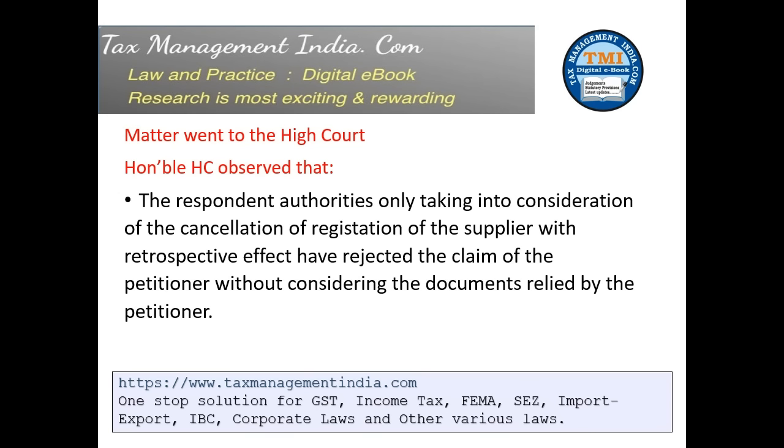The assessee took up the matter before the High Court, and the High Court observed that GST authorities are taking into consideration the cancellation of registration of the supplier only, but they are not considering the documents and details submitted by the petitioner as a bona fide transaction.